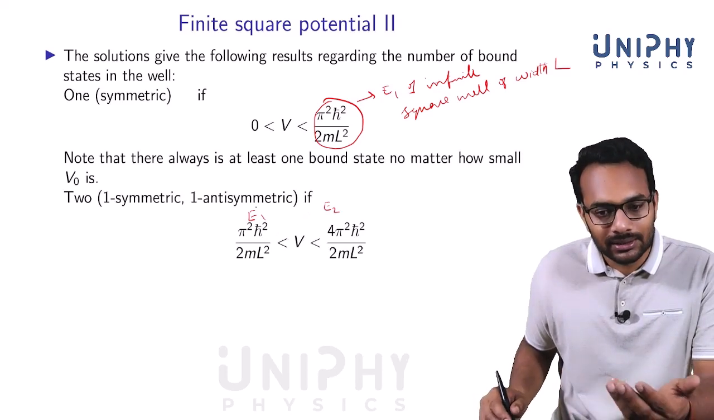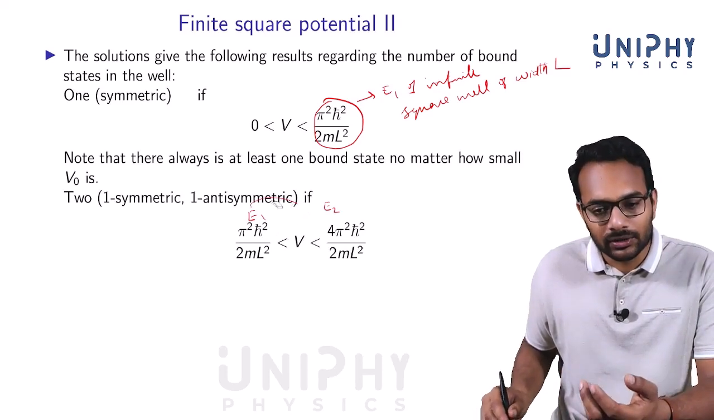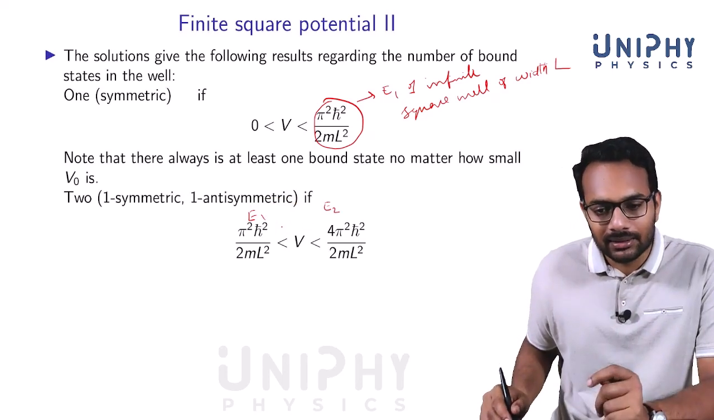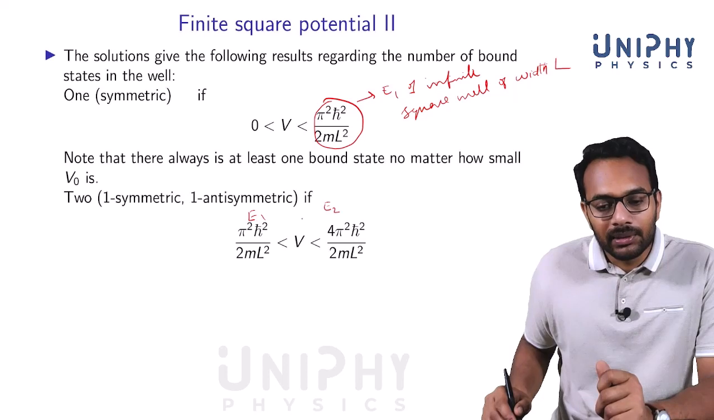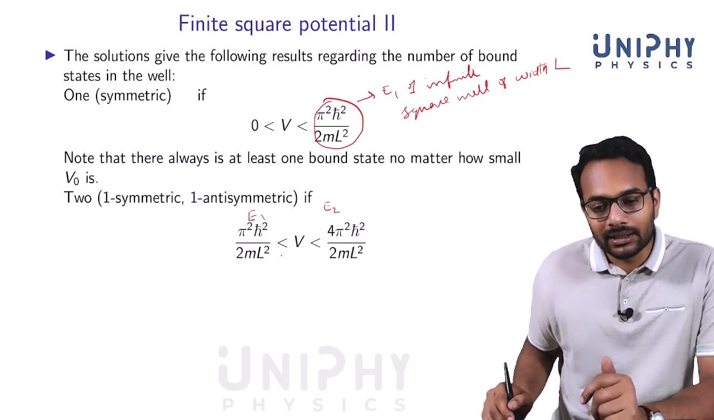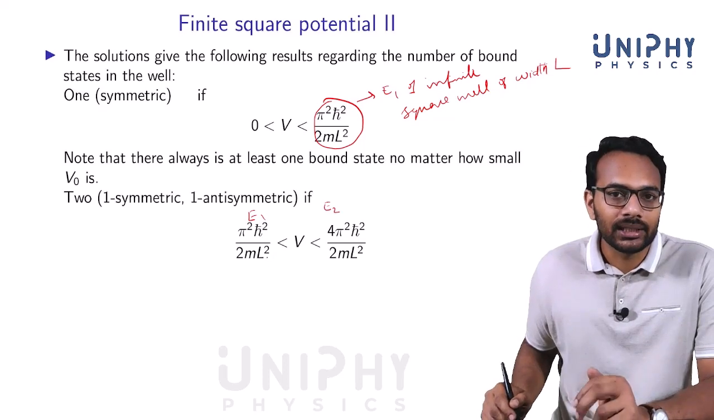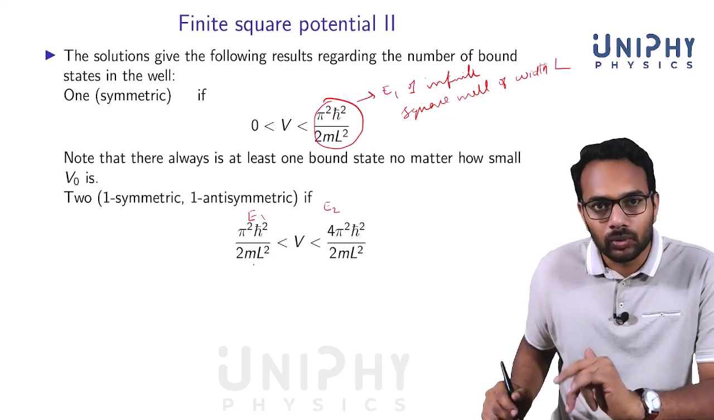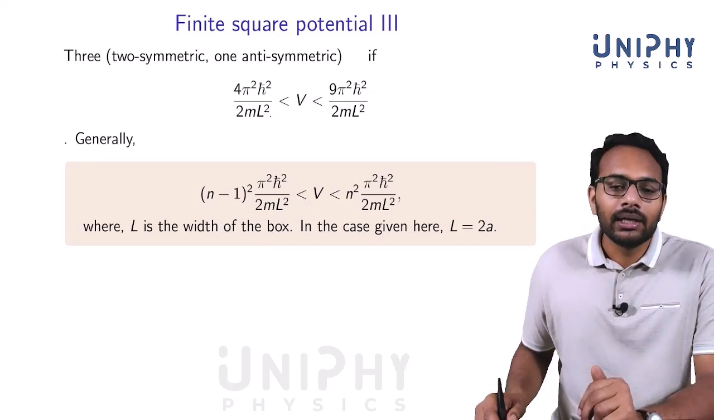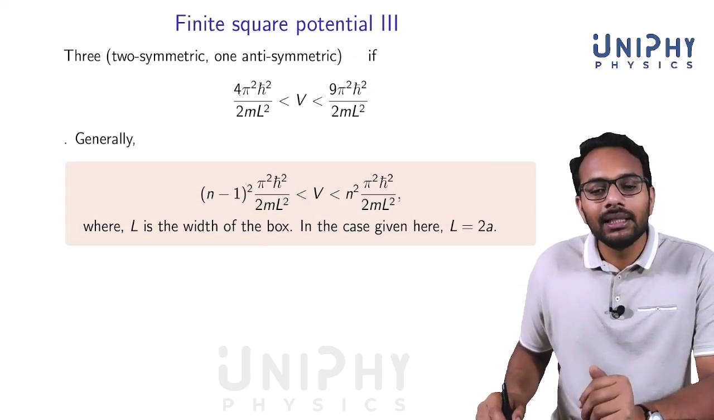All right, this is the infinite square well, and I'm just writing this so that we remember it easily. If V is between E1 and E2 of the infinite square well, then we say that there is one symmetric and one antisymmetric state. At least that means there are two bound states. Now again, you continue this and you see that there are three.